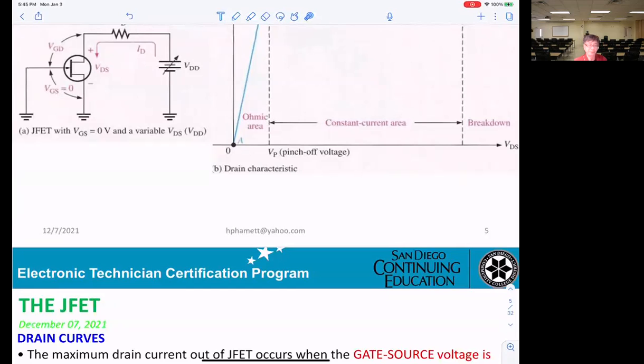VP and VGS off will be the same value. However, they will be opposite. If you know VP, then you know VGS off. And if you know VGS off, then you know VP. Just opposite. Same value, opposite polarity.